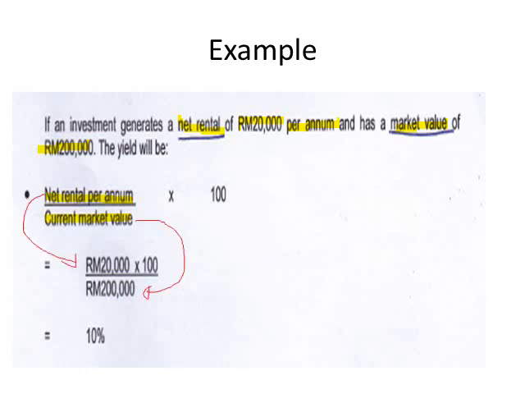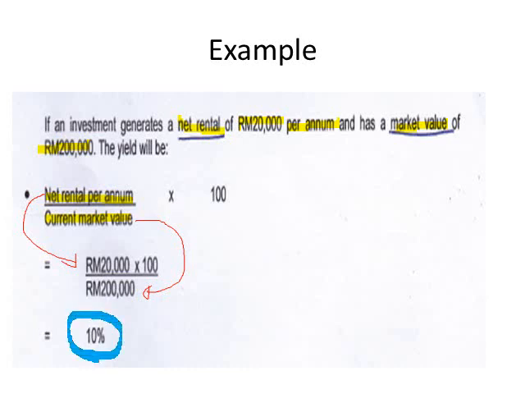So the net rental is 20,000 and the market value is 200,000. Times 100 in order to get a percentage form of the result, which is the yield. So 20,000 times 100 divided by 200,000, or 20,000 divided by 200,000 times 100. Whichever you do first, there are no restrictions, you can do it whichever way you want. The result that you will get is 10%.